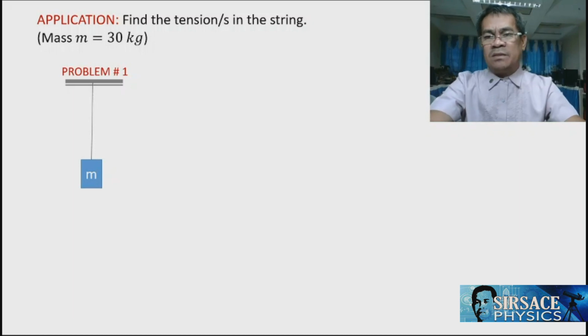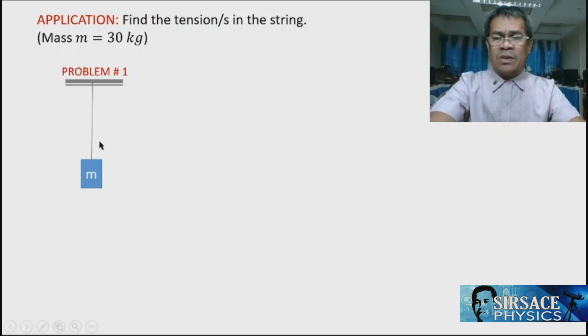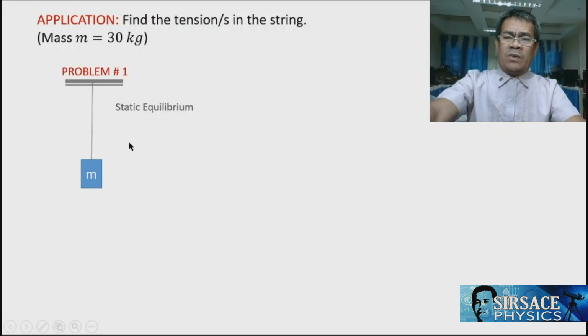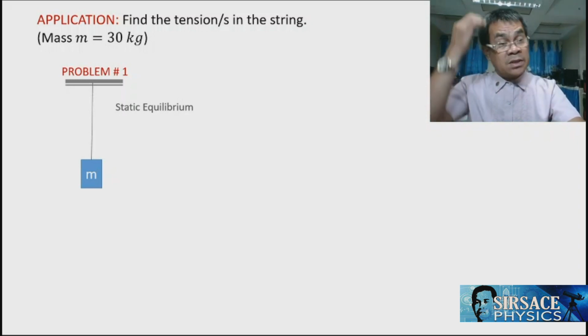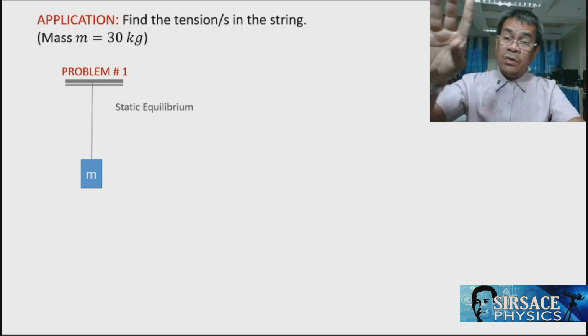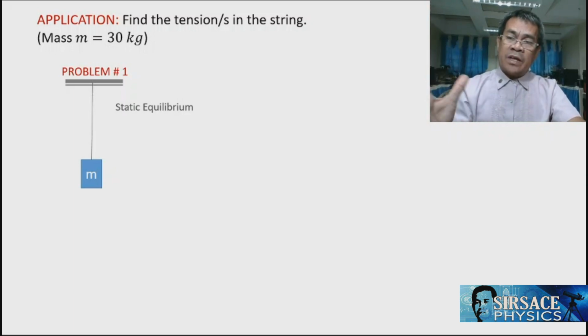To answer this is very simple because we have only one string. So we call this, the object is in static equilibrium. If it is in static equilibrium, then by the first law the net external force is equal to 0. To answer theoretically and provide the exact solution, we will use the first law of Newton. All you need to do is to identify all the forces acting on this object.